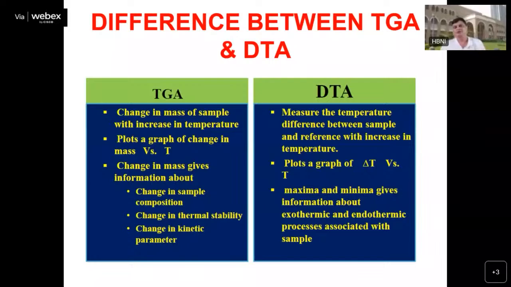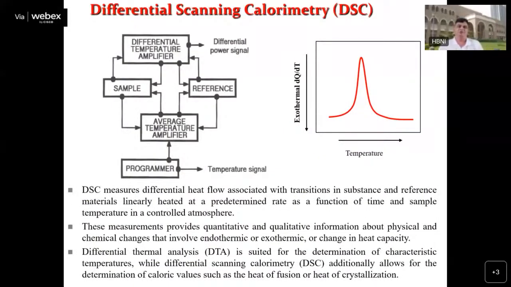Now we come to differential scanning calorimetry. Differential scanning calorimetry is basically heat flow, and here also we are using a reference material. DSC measures the differential heat flow associated with transitions in a substance and a reference material, linearly heated at a predetermined rate as a function of time and sample temperature in a controlled atmosphere. These measurements provide quantitative and qualitative information about the physical and chemical changes that involve either endothermic or exothermic processes, or change in the heat capacity.